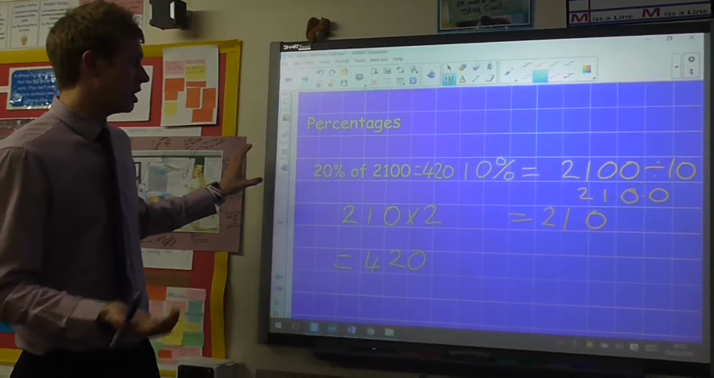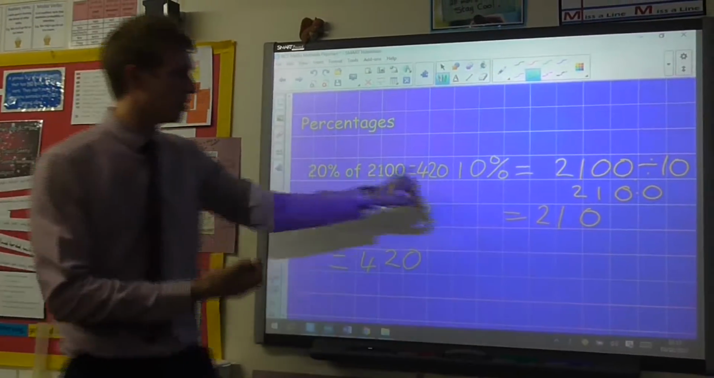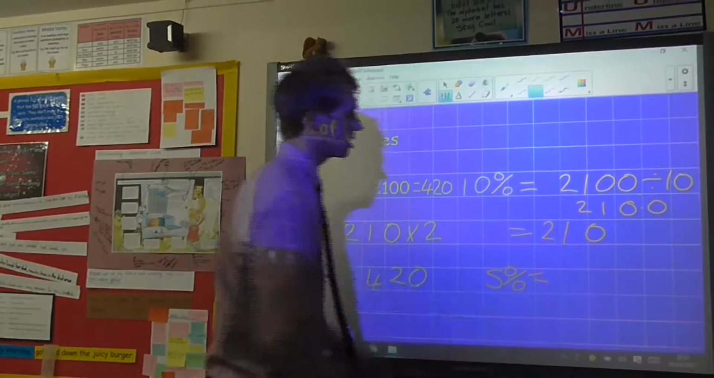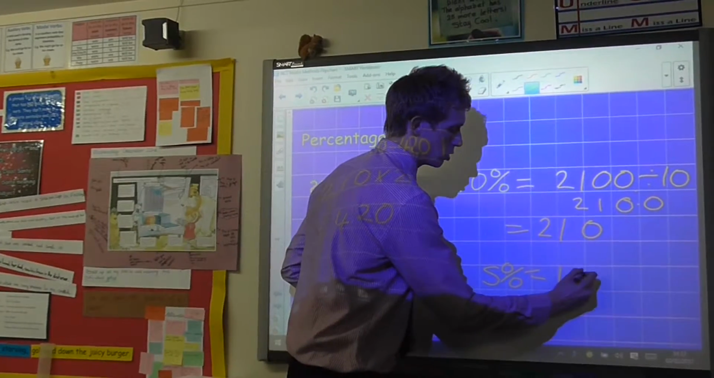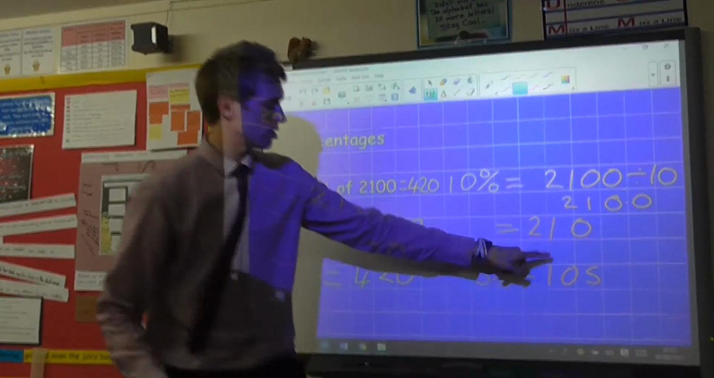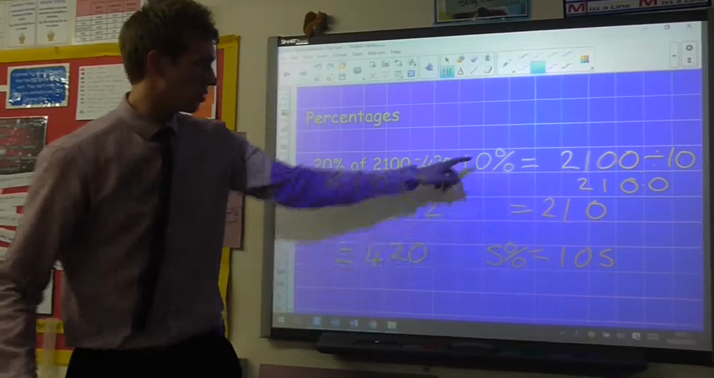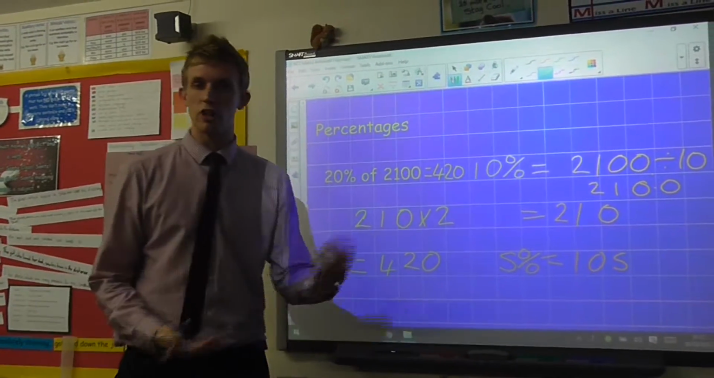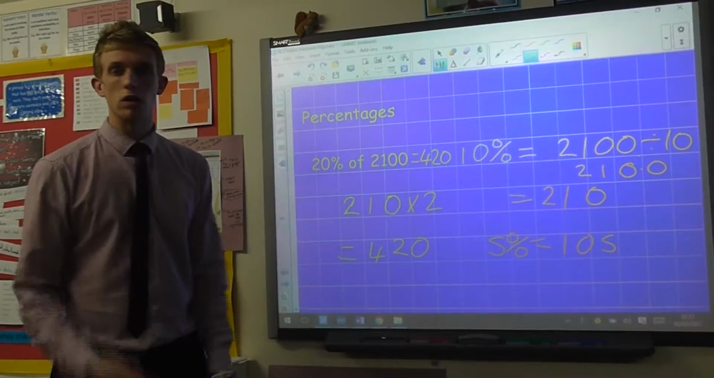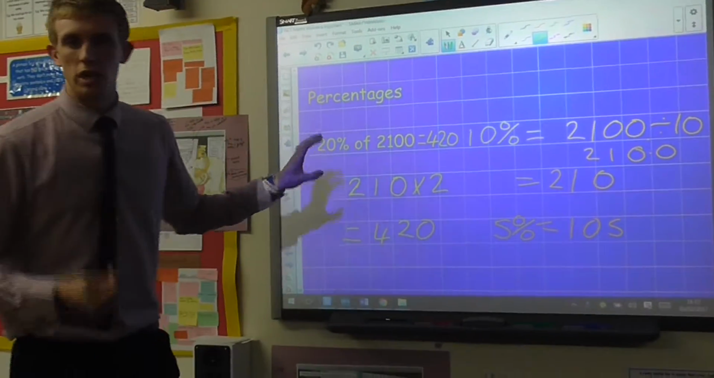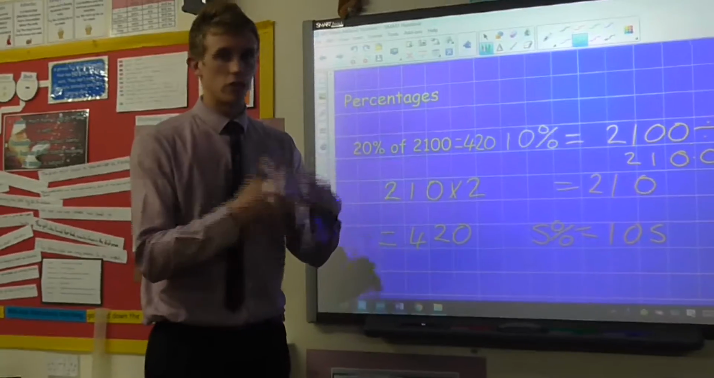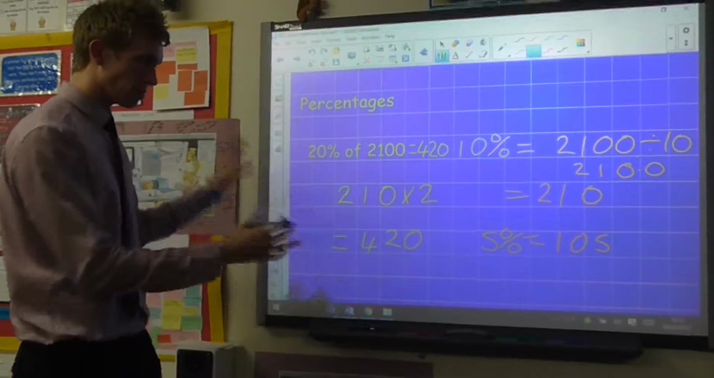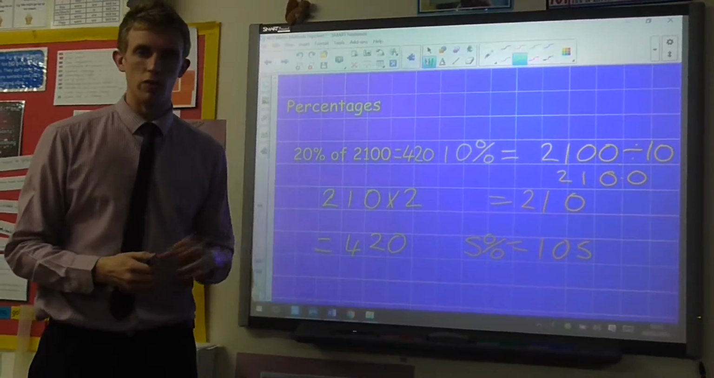Or I could half 10%, and that would give me 5%. So 5% would equal 105, because I've halved what 10% is. Half 10% is 5%, so I've halved it down, and then if I had to work out what 25% was, I could do it like that. Of course, for 25%, I could find a quarter of the original number and just divide it by 4. There are lots and lots of different ways you could do it, but that's the way we've told them that will hopefully be bomb-proof.